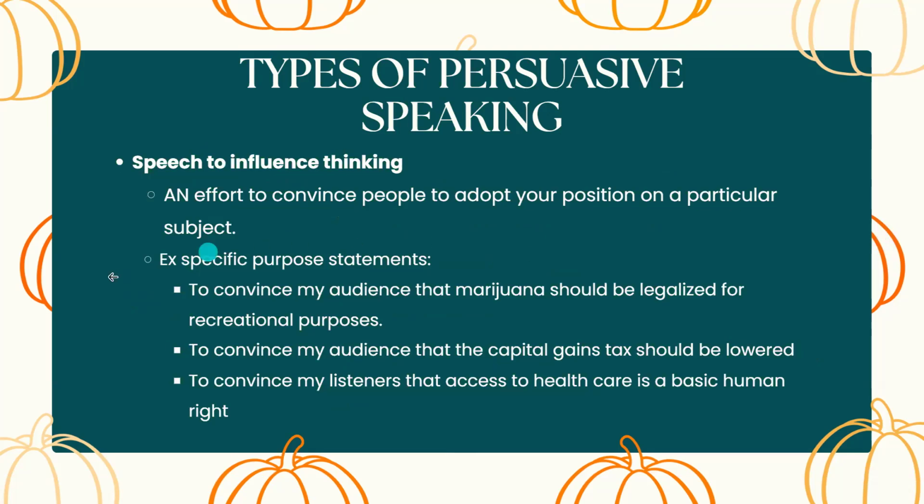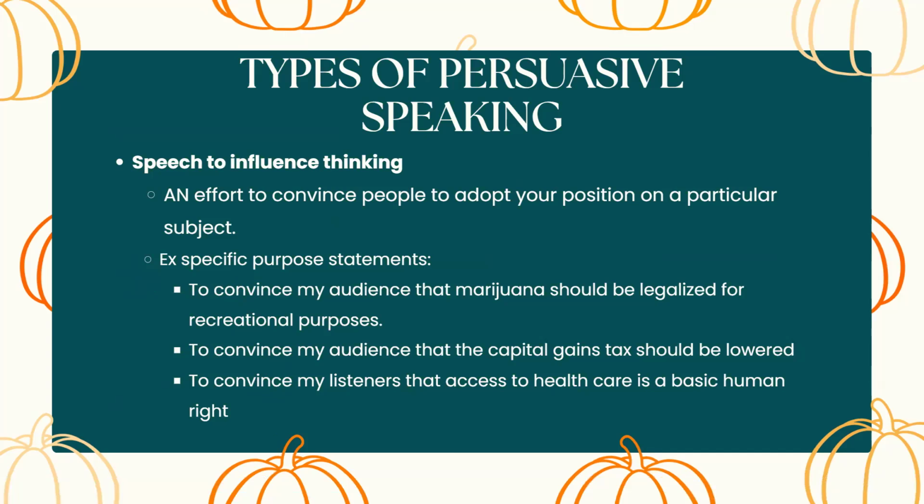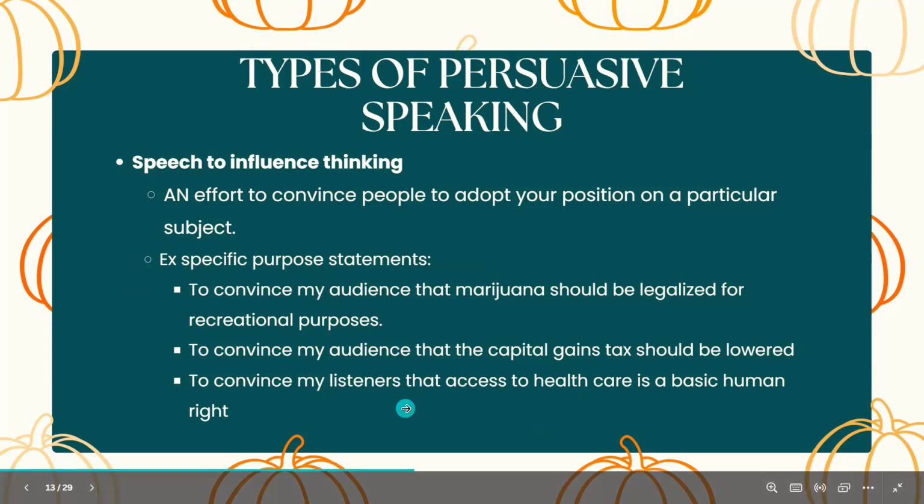Some examples of purpose statements would be: to convince my audience that marijuana should be legalized for recreational purposes. To convince my audience that the capital gains tax should be lowered. To convince my audience that access to healthcare is a basic human right. So convince can be replaced with persuade, or to persuade my audience. But right, that it should be legalized, that it should be lowered. And this one doesn't have the should, but that access to healthcare is a basic human right.